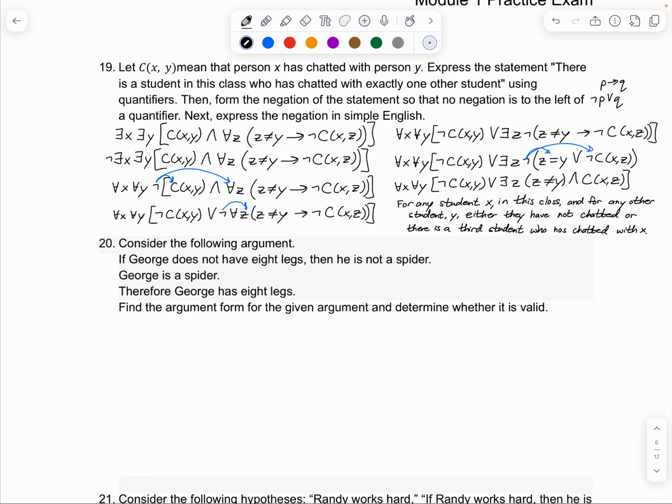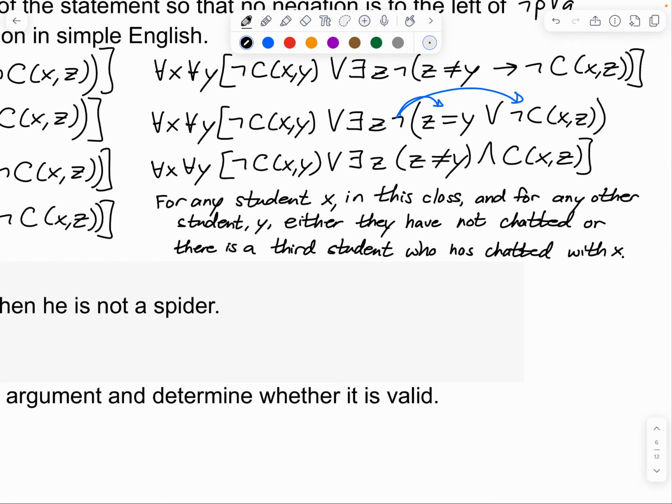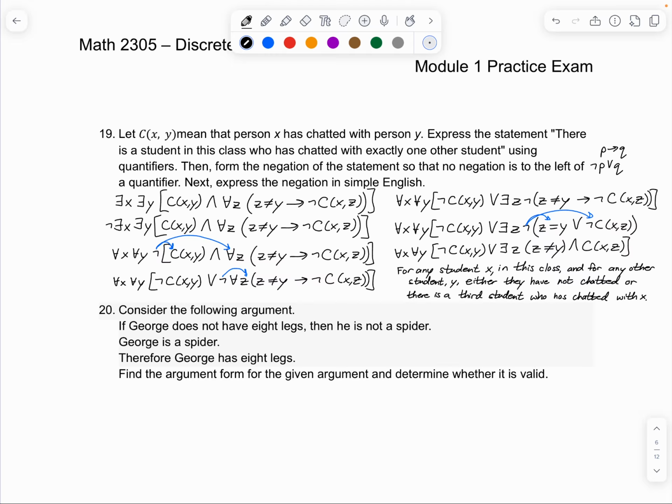And we can double check that this is logical. So our original statement said there is a student in this class who has chatted with exactly one student. My conclusion should be the opposite of that. And I said every student in this class either has not chatted with every other student in this class, or they've chatted with Y and Z. And that is exactly the opposite. That means there is not a unique one other student. There's either zero or multiple. So it's logically consistent. It was a good negation of my original statement.